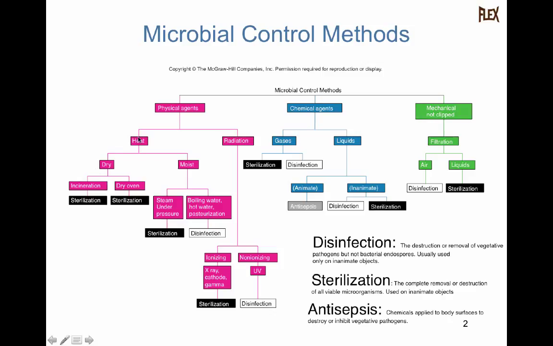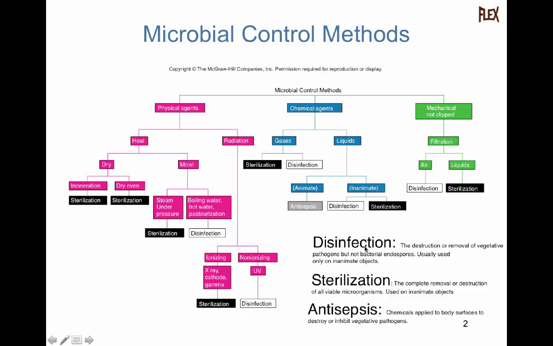microbicidal like heat does. We also will talk about different forms of radiation, both ionizing and non-ionizing, different chemical agents that can be used to destroy microbes, so both gases and liquids, and then mechanical, which would be in the form of filtration. There are a few terms throughout this chapter that we should all be familiar with.